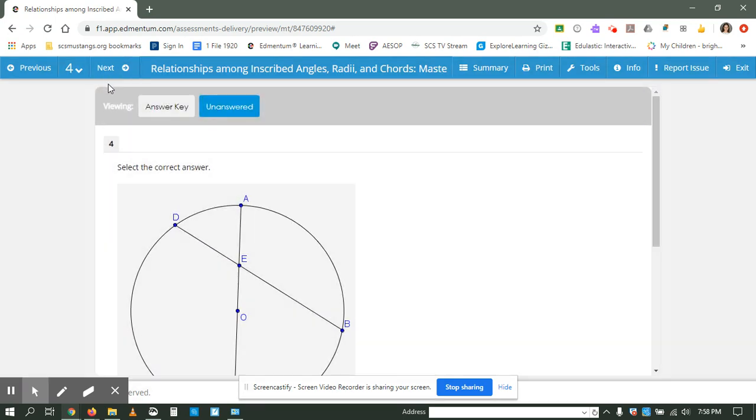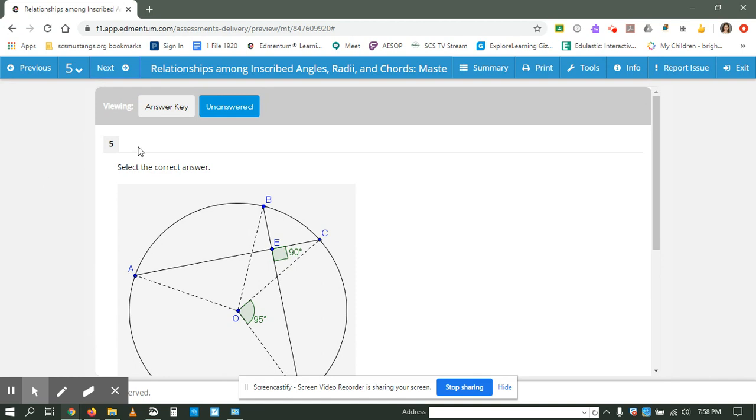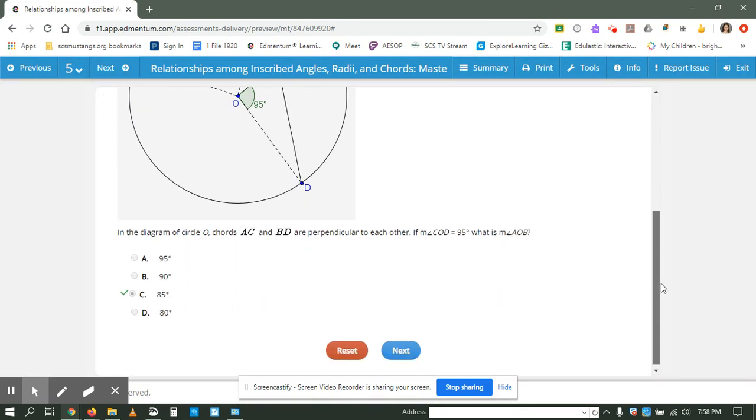All right, looking next at 5. This is another one of those. They took it one step further than we did in class. The answer for that one is 85 or C.